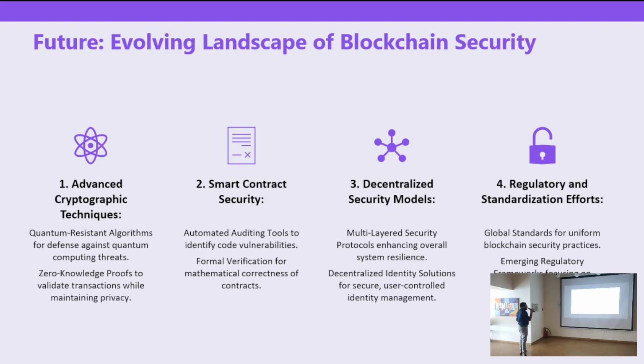So companies, people, communities are working on developing quantum resistant algorithms, because computing power has gone insane with quantum computers, right? So there is a need to develop quantum resistant algorithms. Second is smart contract security.